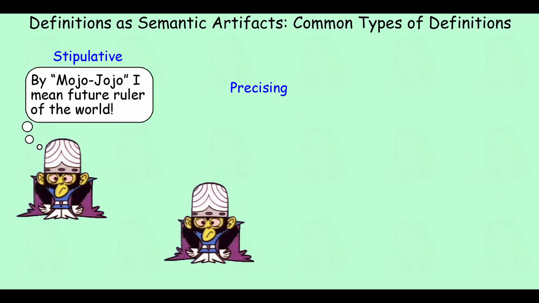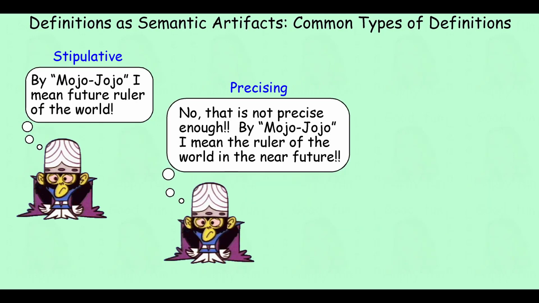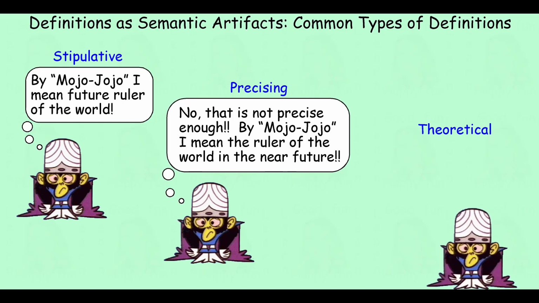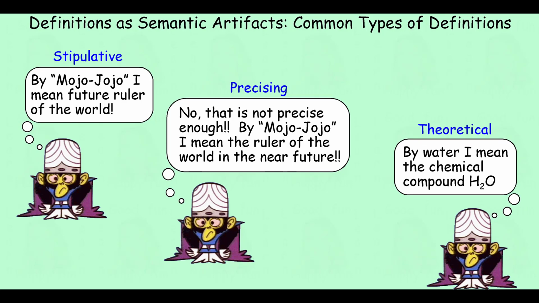A precising definition is a definition that tries not just to fix meaning, but it tries to take a word that is somewhat vague and is imprecise in its application, and it tries to refine it to eliminate some of that imprecision, some of that vagueness, usually for a specific purpose. Now, a theoretical definition has the goal of defining that term, of giving you a conventional connotation for that term, but it wants to give you one that gives you a deeper understanding of the term.